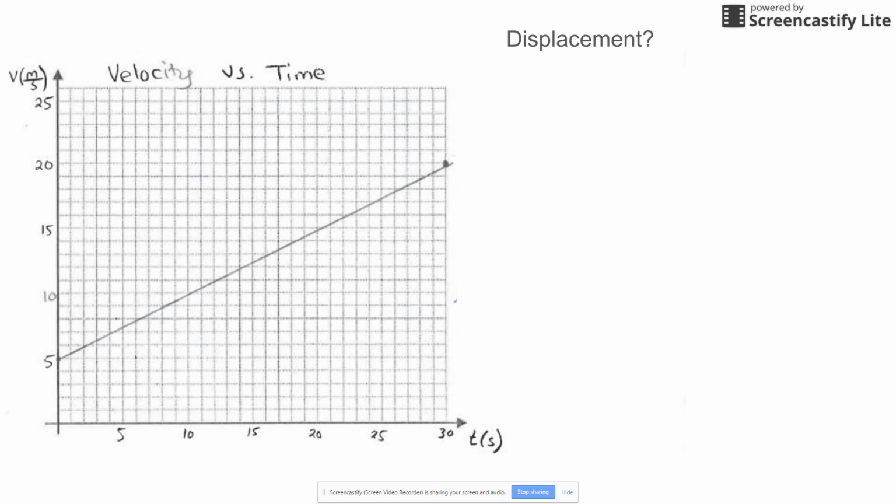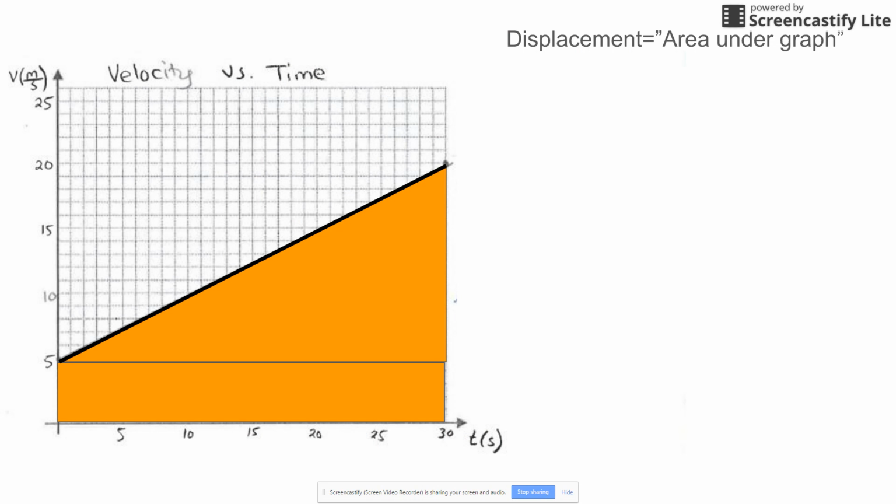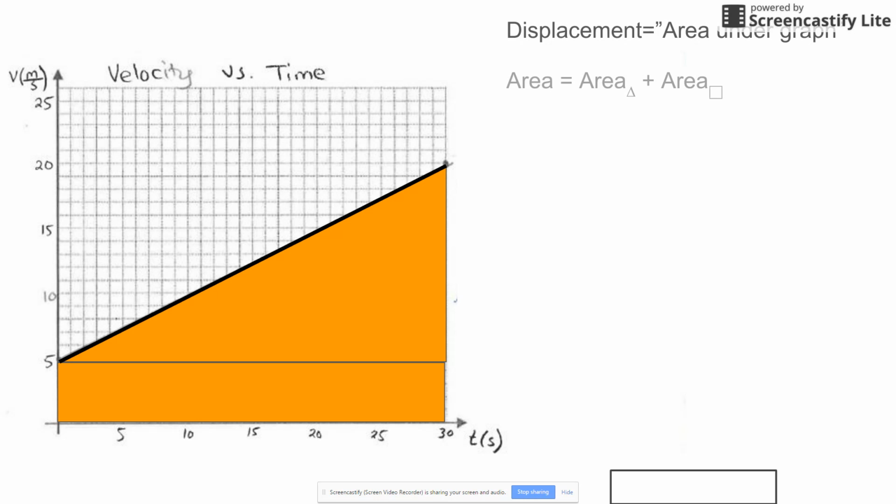We can find it. There's a shortcut that works out pretty well with velocity time graphs. It turns out that displacement is equal to the area underneath the graph. Now, what do I mean by that? Here's the motion of the line in black right here. The area underneath the graph is what's shaded in orange. So it's all the area between the line and our time axis here. If I find what that area is, that gives me the displacement of the object. Kind of a neat trick. So let's work through an example.